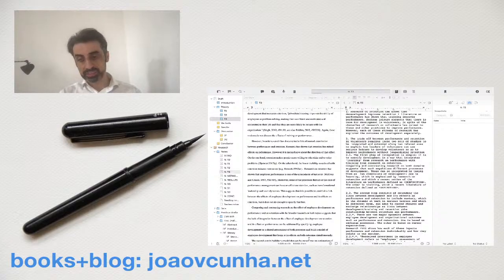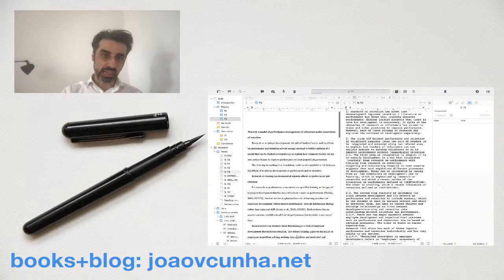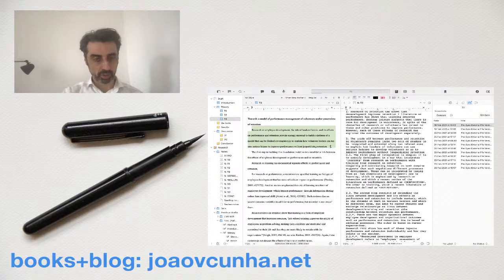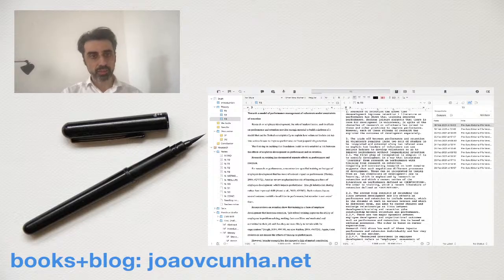I wrote this section of the paper, and I began by saying, so there you go, here's what I wrote to open the paper. Research on employee development, the role of leaders therein, and its effects on performance and retention, provides enough material to build a skeleton of a model that can be fleshed out empirically to explain how volunteer leaders can tap into serious leisure to improve performance without jeopardizing retention. I know the sentence is too long, okay? But we are not at the beautiful sentence stage of this paper. We are at being happy with how ideas are written and sequenced.